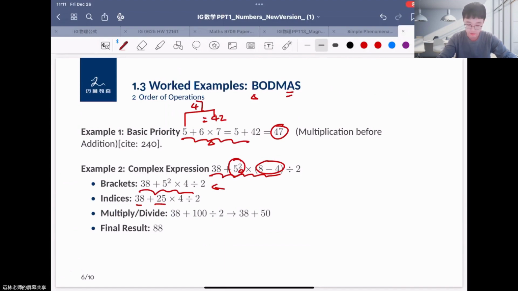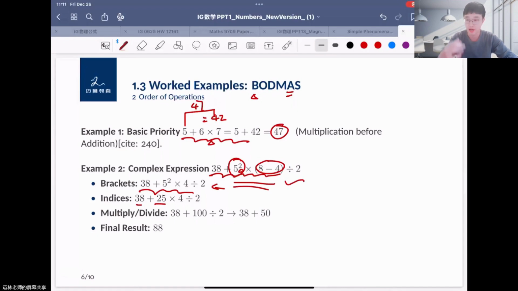And then you calculate multiplication and division. Here we have 25 times 4; we first calculate the multiplication, and it's 100. And 100 divided by 2, the value is 50.